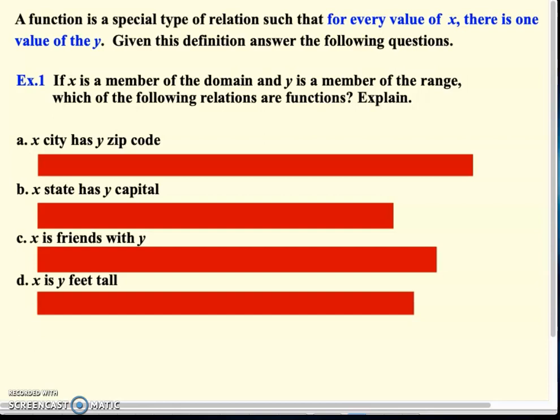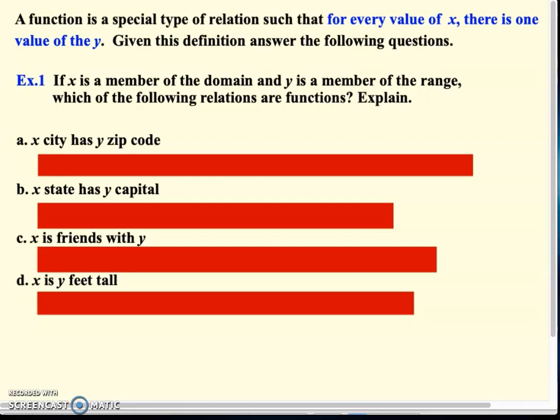Now that relationship may not be a function, right? Is it a one-to-one idea? But these things are listed here. Let's talk about them as, are they a function or not? So in order to say yes or no, you've got to ask yourself, is it one-to-one? So X city has Y zip code.